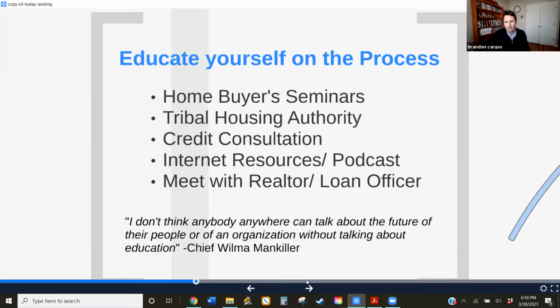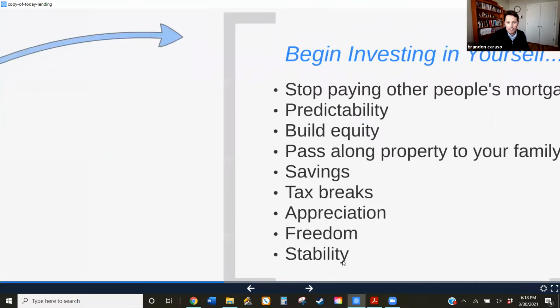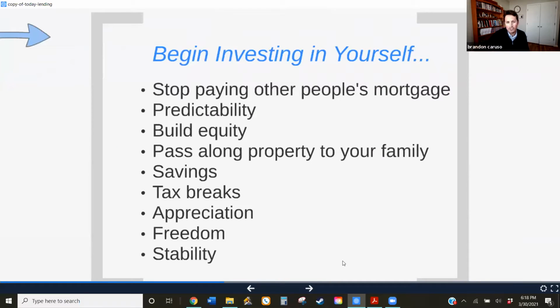I think I shared this slide with the Kansas City group last time, but I really like this quote from our chief, Wilma Mankiller. I don't think anybody anywhere can talk about the future of their people or an organization without talking about education. That is why this is so important, because ultimately you're investing in yourself, and you're investing in your family, and you're investing in your future, because as a homeowner, you're going to pass that on, whether actively or passively. You're passing on that knowledge and that security of owning a home.